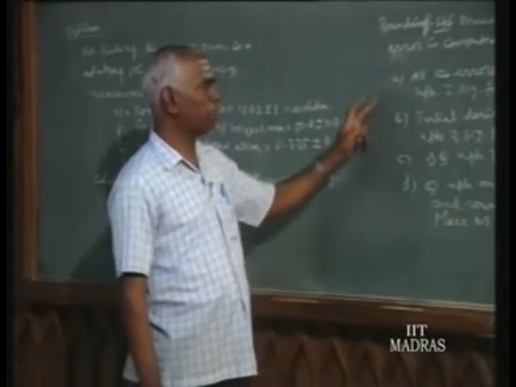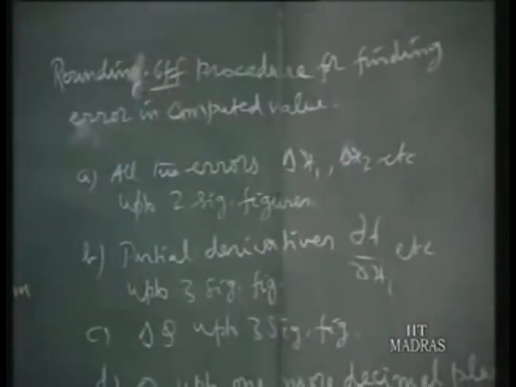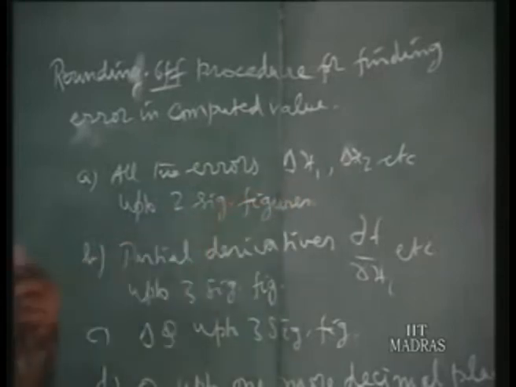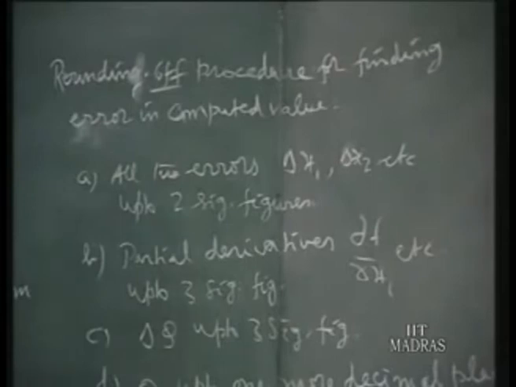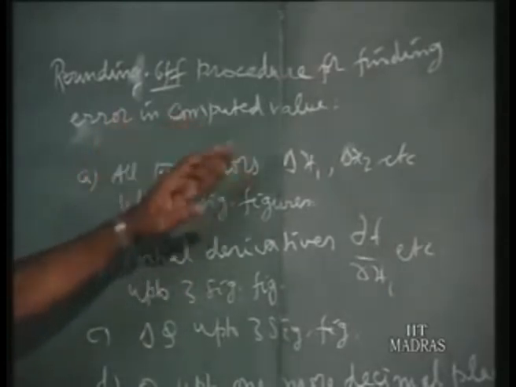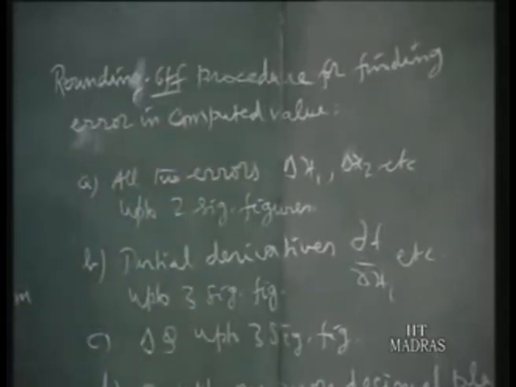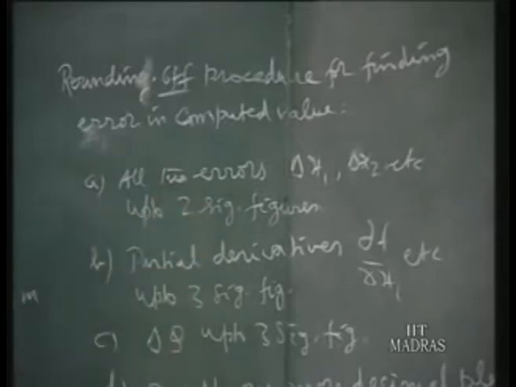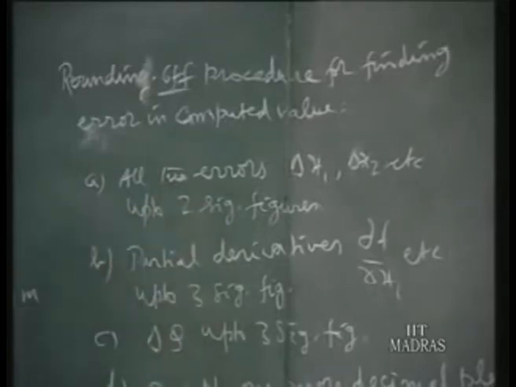Four steps are given, four points to be noted when we are computing the error in the computed value. All the errors, delta x1, delta x2 and so on, of individual measurements may be up to 2 significant figures, because an error given with more than 2 significant figures does not make much sense. Most of them are given up to 1 significant figure, but we can go up to 2. If it is given with more than 2 significant figures, reduce to 2 significant figures. That is the first step. The individual errors of the measurements should be reduced up to 2 significant figures. It can be 1 significant figure also.